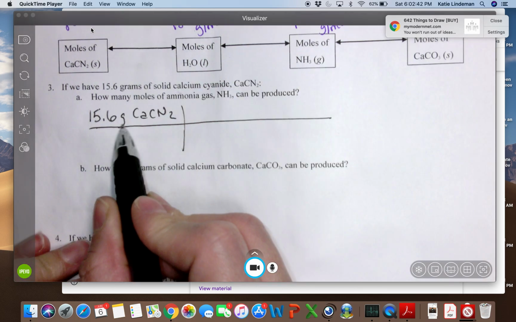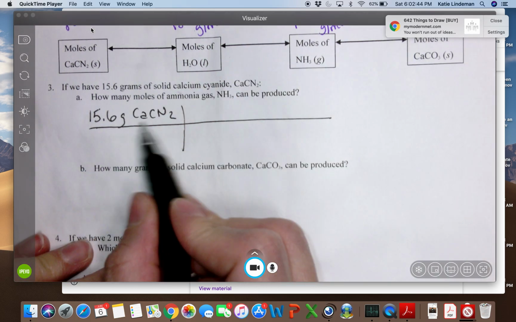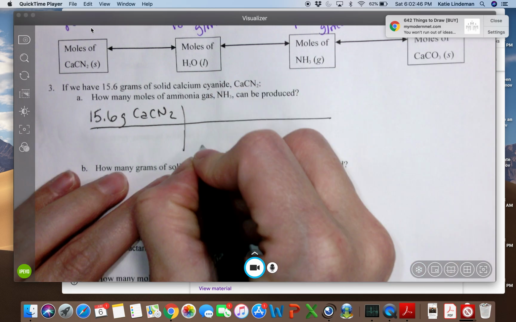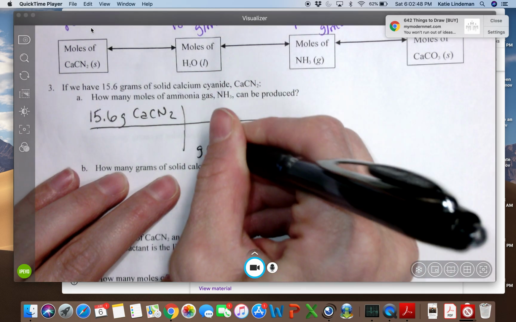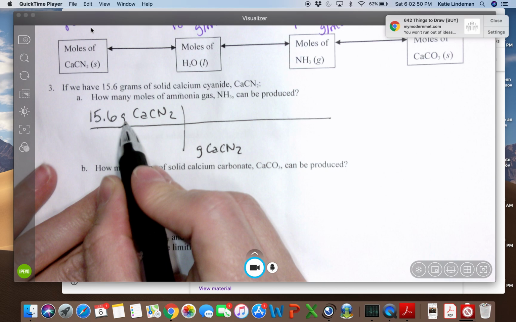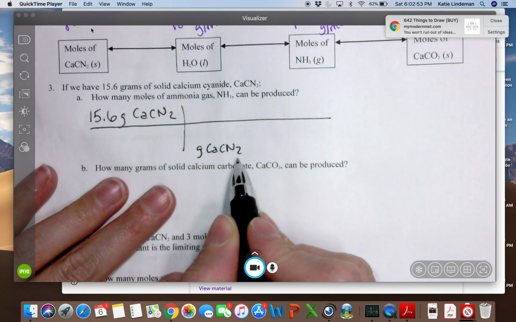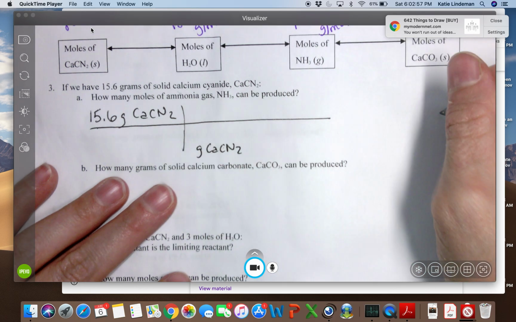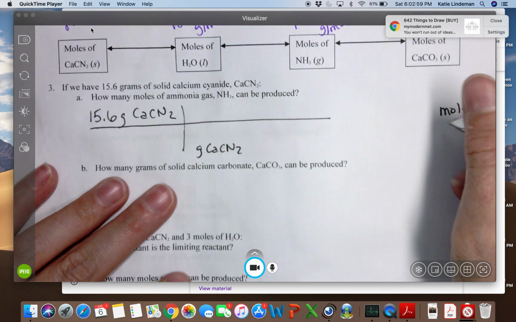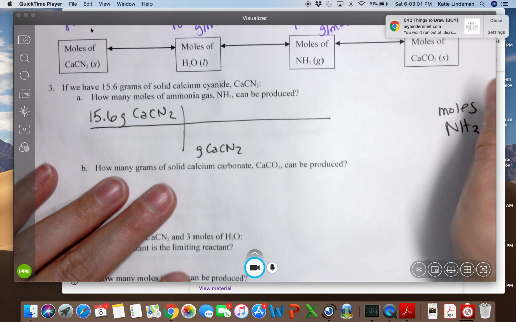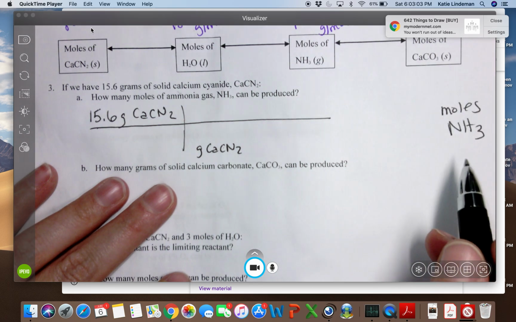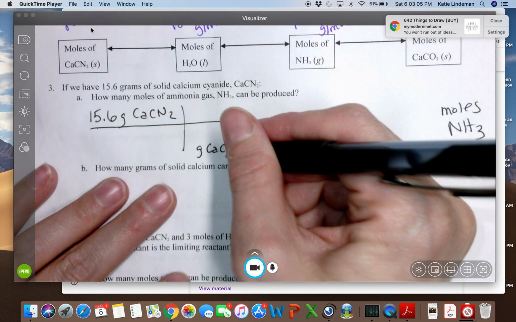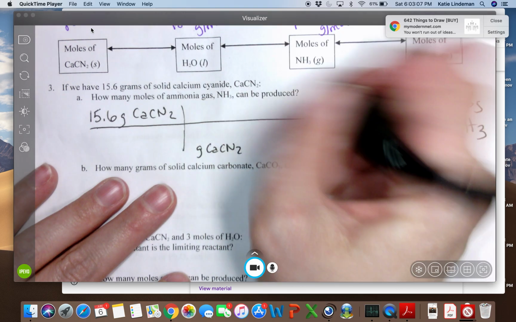Okay, so grams of calcium cyanide is at the top, so we need to write grams of calcium cyanide at the bottom. Whatever unit goes here is the unit that goes down at the bottom, okay? And I'm trying to get to moles of ammonia. I'm just going to kind of write this out here because that's where I'm trying to go. Okay, so this means I need to go from grams to moles of calcium cyanide.